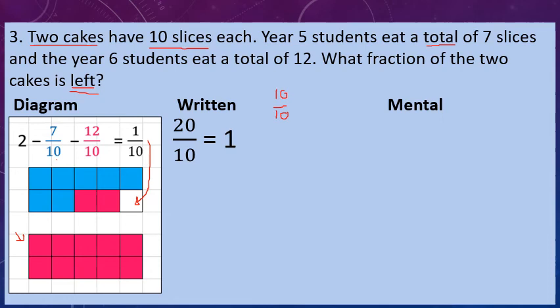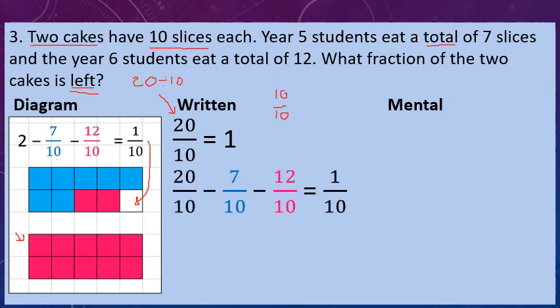So it's 2 wholes, because 20 divided by 10, remembering this is a division problem, equals 2. So I can write it as 20 tenths minus 7 tenths minus 12 tenths. Well, 20 minus 7 is 13, and 13 minus 12 is 1, so that leaves me with 1/10.